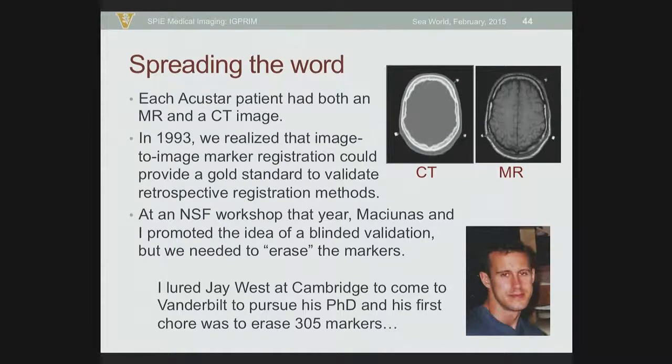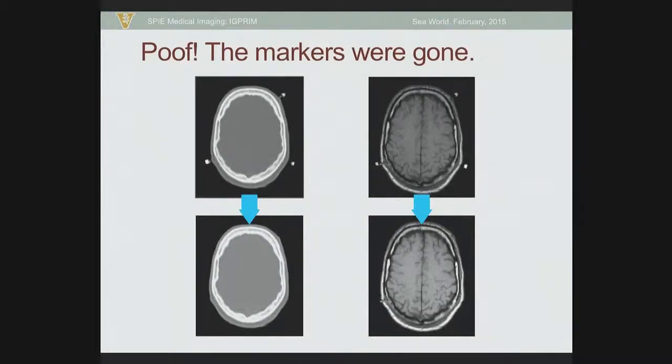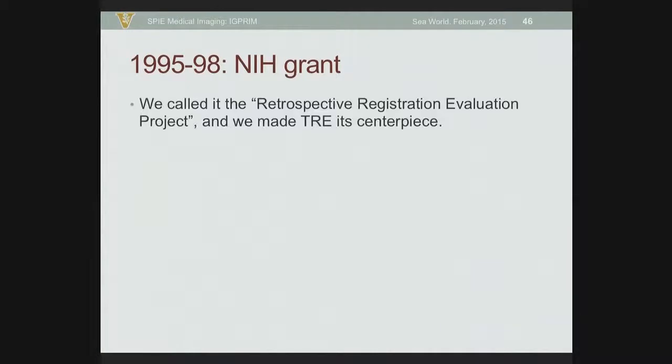We had to airbrush these out. I lured Jay West at that time to come from Cambridge in the UK to work on his Ph.D. I had a little pot of money to support him. And I told him when he got there, your first chore is I want you to erase some markers. How many? he says. I said, well, there's just 305. Well, he did it. You can't just erase these things. You've got to replace them with CT artifact under there and MR artifact. But he figured out how to mimic that and did that. Did a great job at it. So we got an NIH grant, thank goodness.